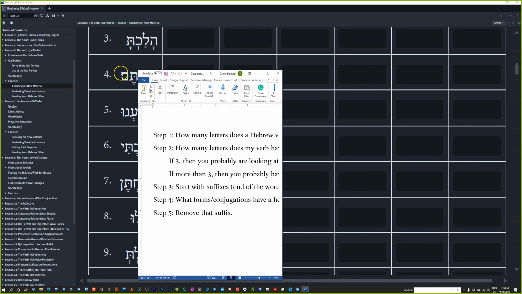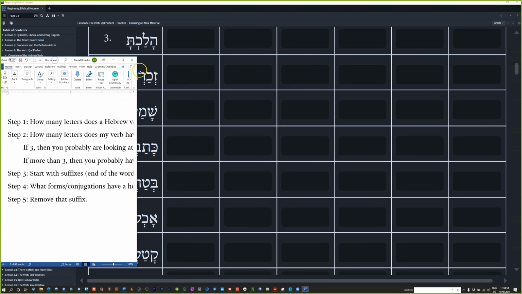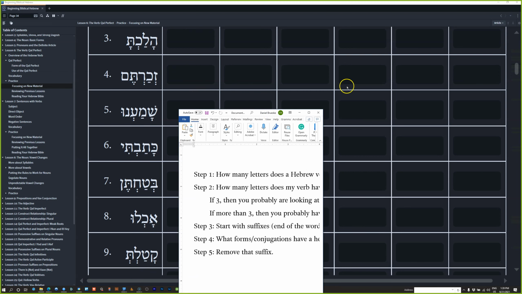So this suffix itself tells us everything we need to know about the parsing, and then when we take it off, we're left with the root. So that answers everything that we're asked to give in the parsing. The tem suffix tells us Qal Perfect 2MP, and once we take that off, we're left with our root, which is zachar.